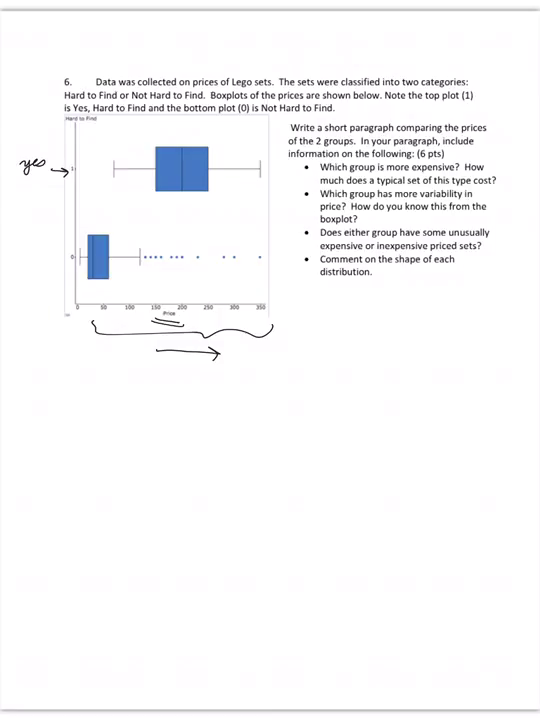And if you thought about the typical set, it is denoted by the median. And so this is where you see the median in the box plots. And you can clearly see that the median of the hard to find set is over $200, whereas the median for the easy to find set is less than $50. So those are reasons why we know this is more expensive.